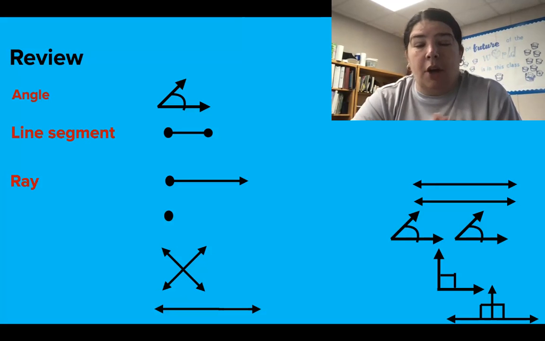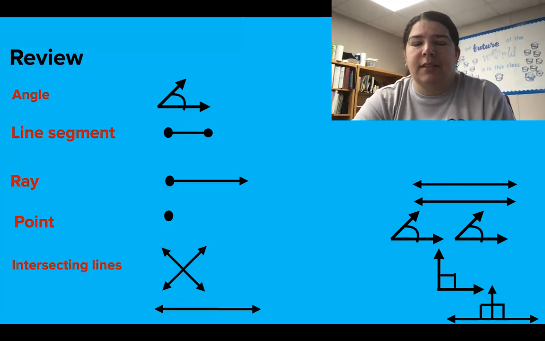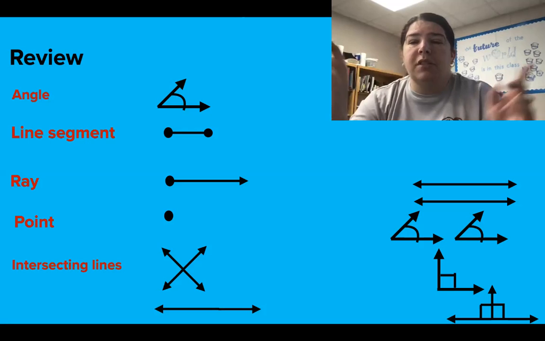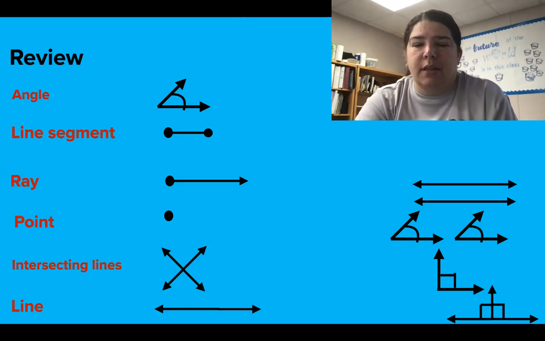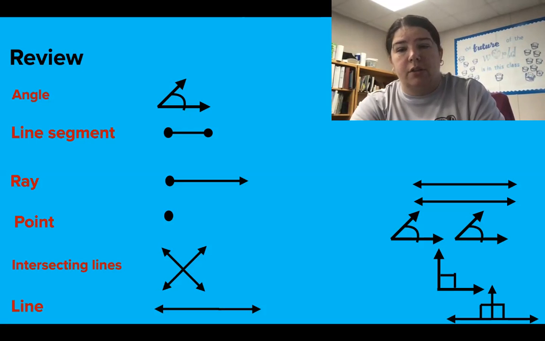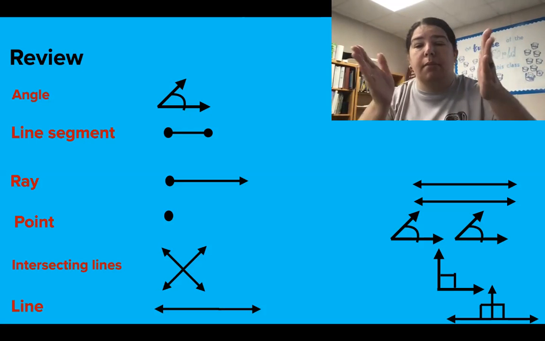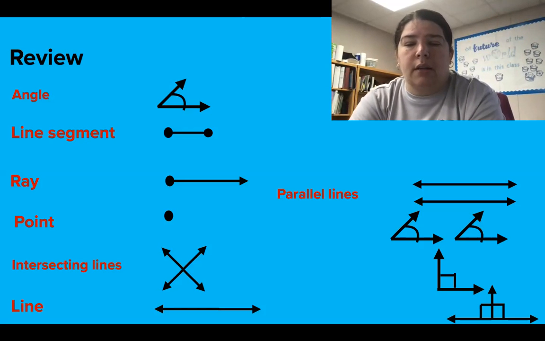And the hardest one of all, that's the point, very good. And the two lines that cross, we call those intersecting lines. On both sides with the arrow, we call that just a regular line. Excellent. The two lines that never touch, they can go on and on forever, but they'll never touch. Just like roads that are side by side. They are parallel lines.